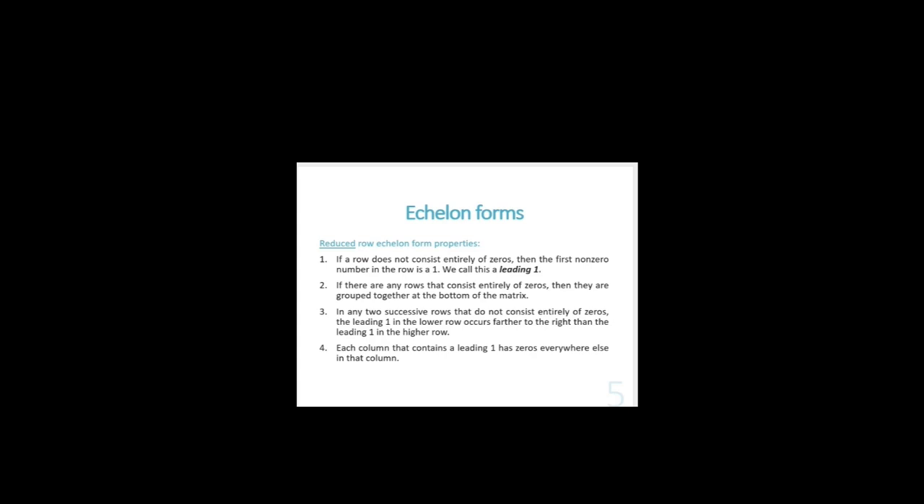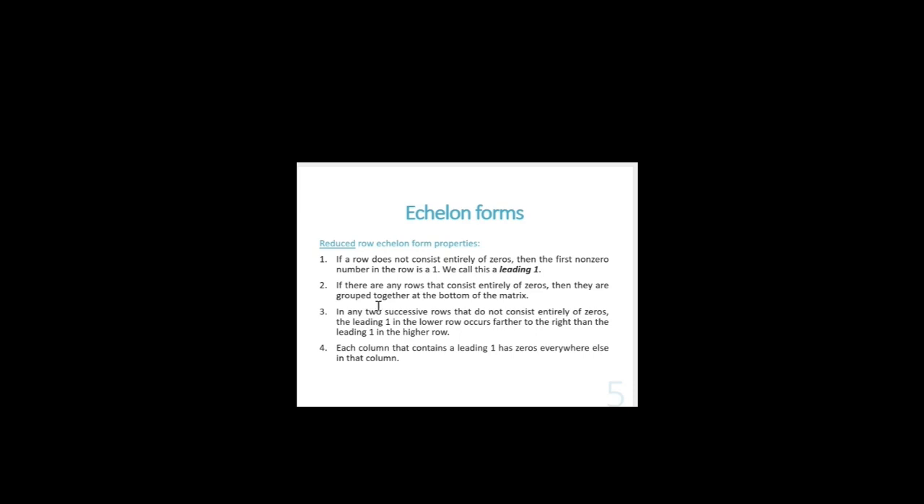If we have a matrix, and a row does not consist entirely of zeros, then the first non-zero number in that row needs to be a 1. So let's imagine a row, and if it does not consist entirely of zeros, then the first non-zero number in that row needs to be a 1. That is your first property, and we're going to call that a leading 1. You'll notice in those calculations we did before, we ended up with some leading 1s.